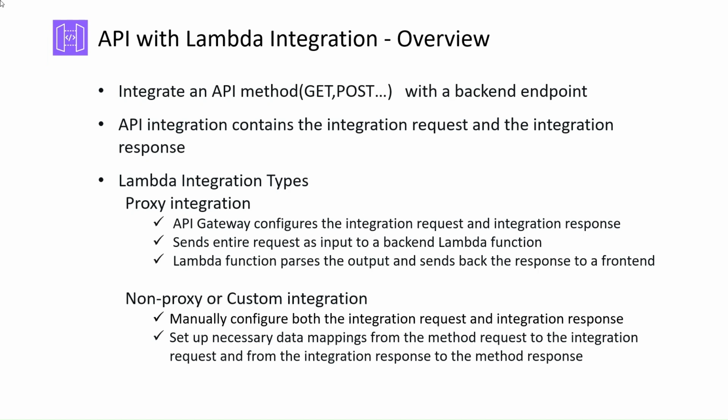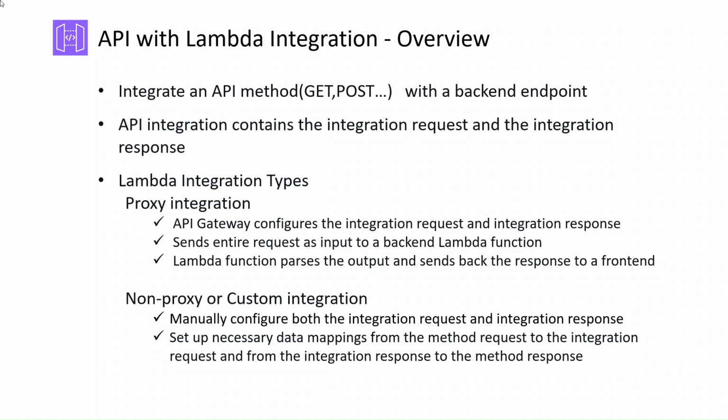An integration request contains an HTTP request received by the backend. An integration response is an HTTP response which contains the output returned by the backend. There are two types of Lambda integrations for the REST API. One is Lambda-proxy integration and the other is Lambda-nonproxy integration or Lambda custom integration. Now, let's see what is Lambda-proxy integration.